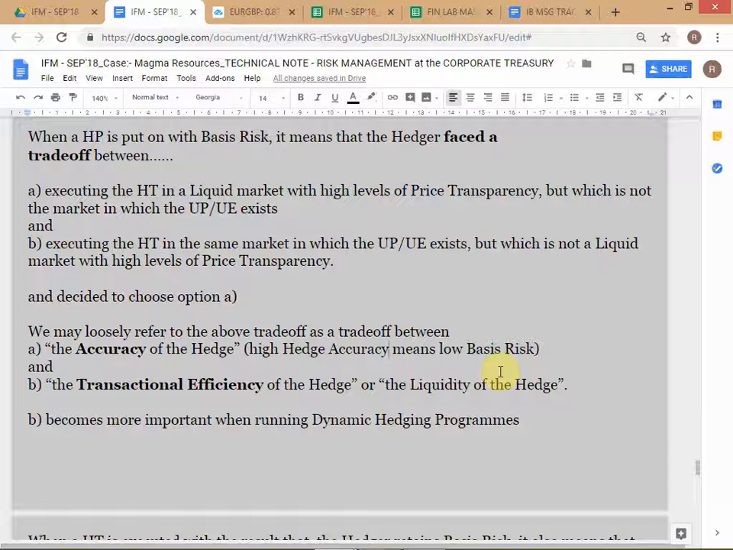So here the trade-off is between the accuracy of the hedge and the transactional efficiency of the hedge. If they choose option one, which is to hedge in the jet fuel market, is that going to be an accurate hedge? Yes, sir. Is that more accurate than the crude oil hedge? Yes, sir. Because it totally eliminates the risk, so it is an accurate hedge. But I've already given you information that the jet fuel market is much less liquid. Price transparency is not that high. If you want to trade in large volumes, it's very difficult to find counterparties. You may move the price dramatically. That's what liquidity means.